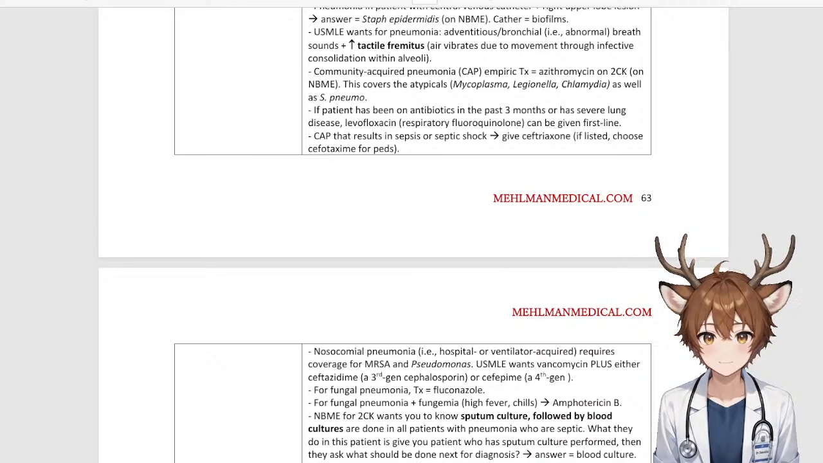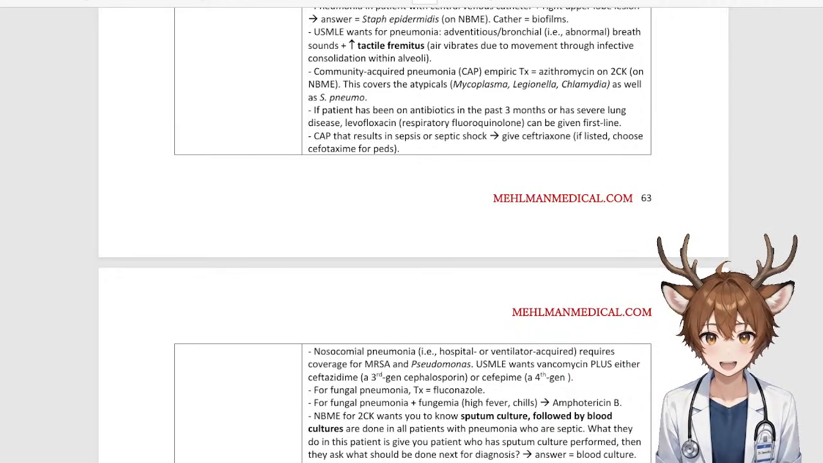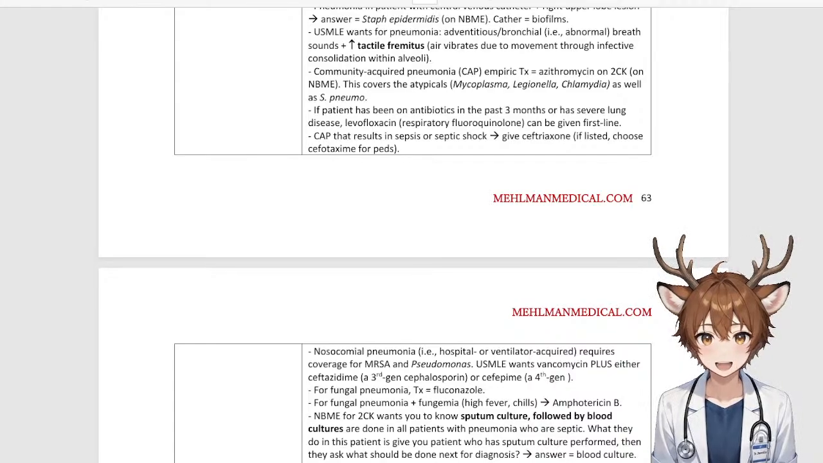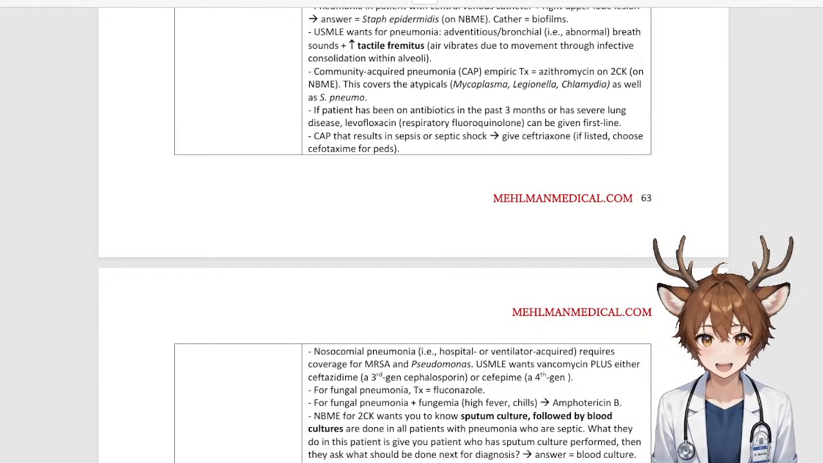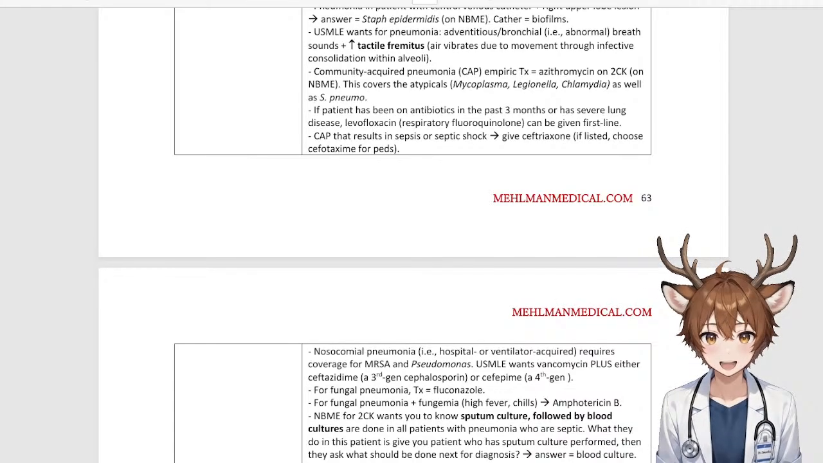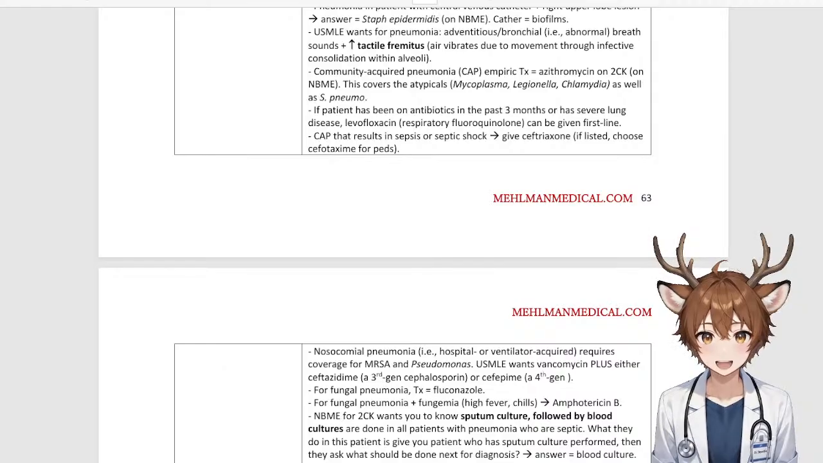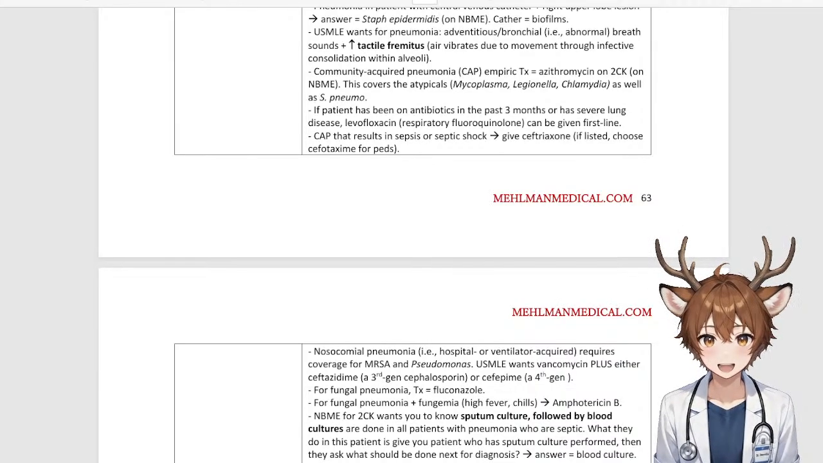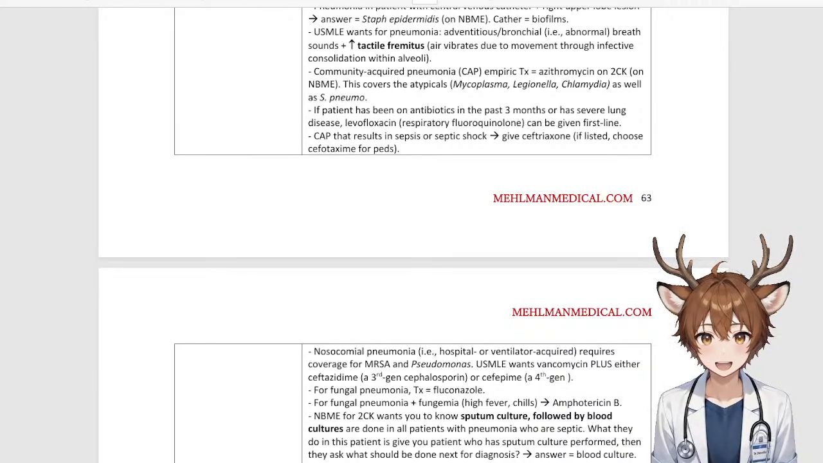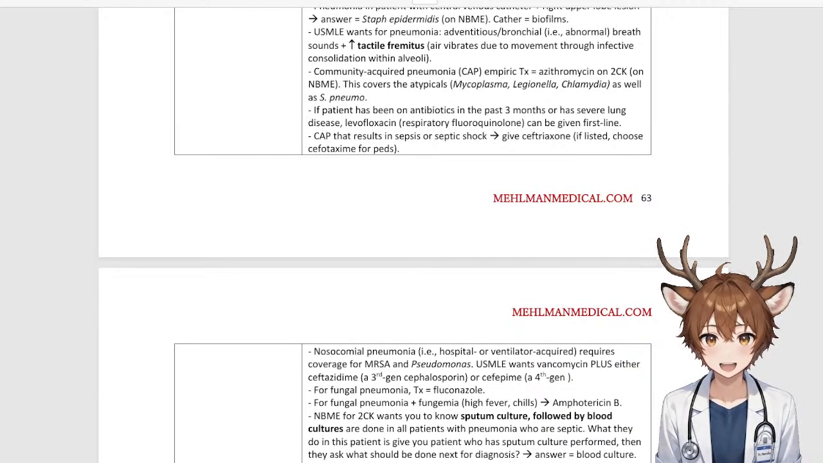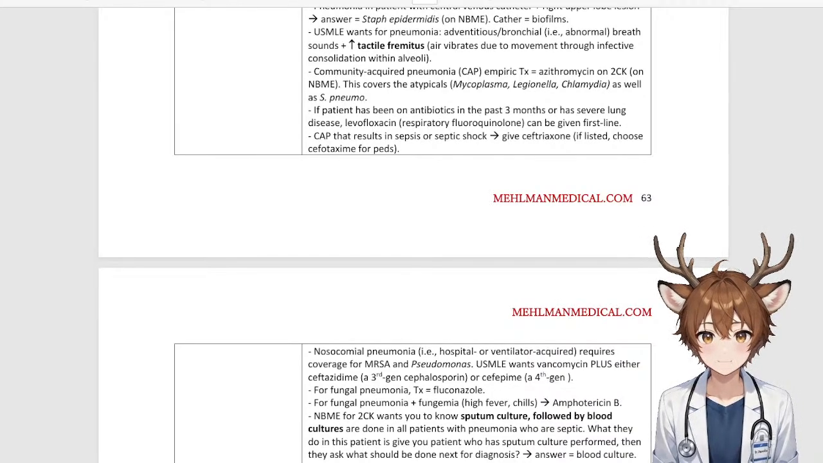USMLE wants for pneumonia adventitious or bronchial, that is to say abnormal breath sounds, plus increase in tactile fremitus. Air vibrates due to the movement through the infective consolidation within alveoli. Community-acquired pneumonia or CAP empiric treatment would be azithromycin on 2CK on NBME. This covers the atypicals like Mycoplasma, Legionella, Chlamydia, as well as strep pneumo. If the patient has been on antibiotics in the past 3 months or has severe lung disease, levofloxacin, a respiratory fluoroquinolone, can be given first line.